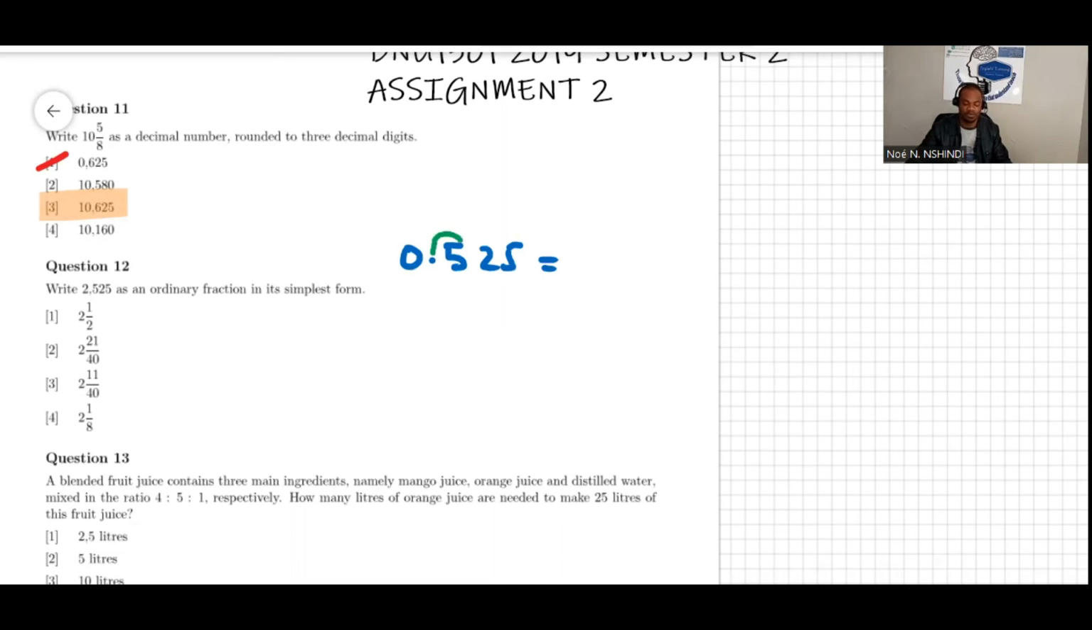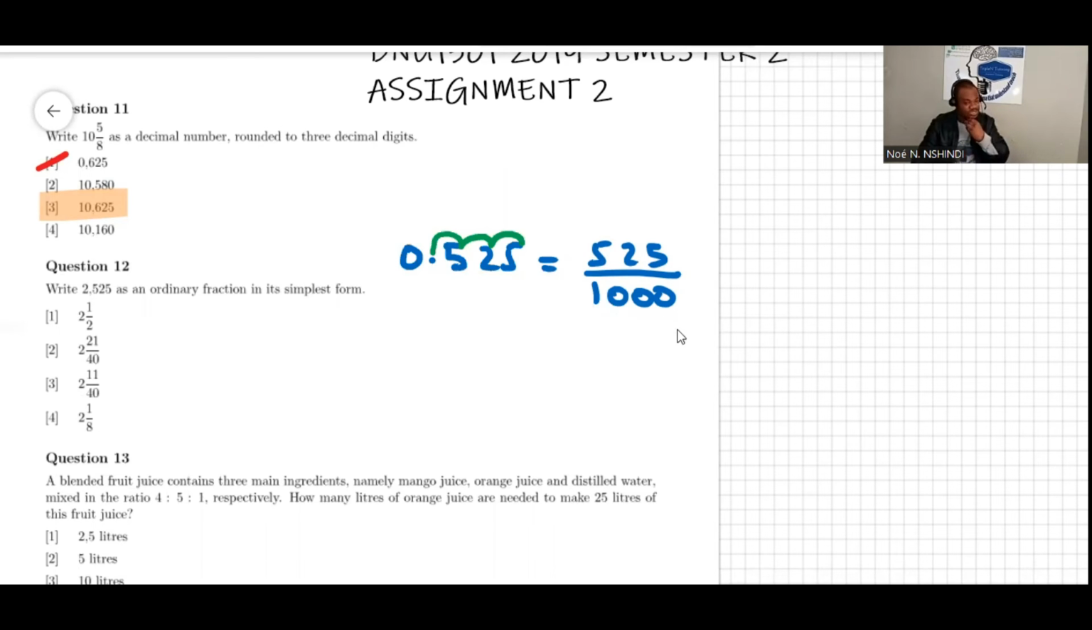And if I want to write this as a fraction, it means I will count the place values: 1, 2, and 3. So I'm going to write 525 over 1000. The number of zeros after the 1 is 3, so I'm going to say over 1000. Then I will look at how I can simplify this fraction. For instance, I can divide by 25, the numerator and denominator.